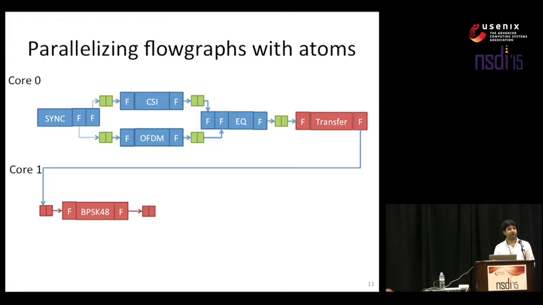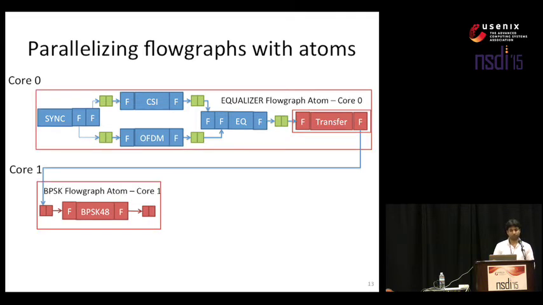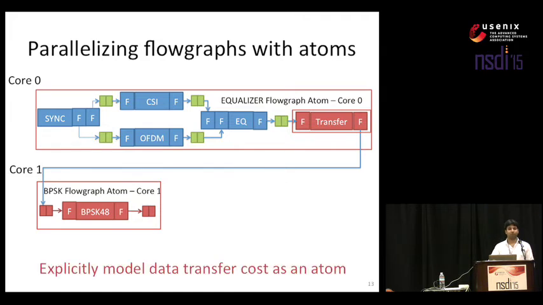By doing this, you have actually completed your flow graph description, now spread on two different cores. And at this point, all you have done is actually inserted a transfer atom for which you precisely know the execution cost. The result is two new atoms which also take fixed known amounts of time to execute. Right? So you could achieve parallelization by following the same principle, that of explicitly modeling any additional costs you might have to incur when you start to parallelize your flow graph.